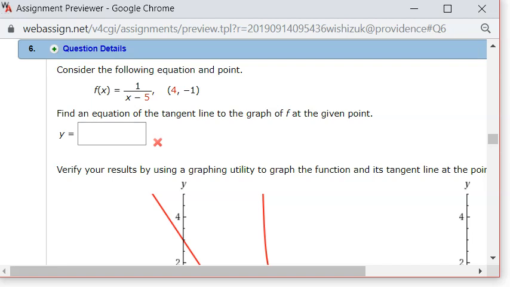All right, let's look at homework 2.1, problem number 6. We have this rational function, f of x equals 1 over x minus 5, and we want the tangent line at 4, comma, negative 1. So let's find an equation of the tangent line.